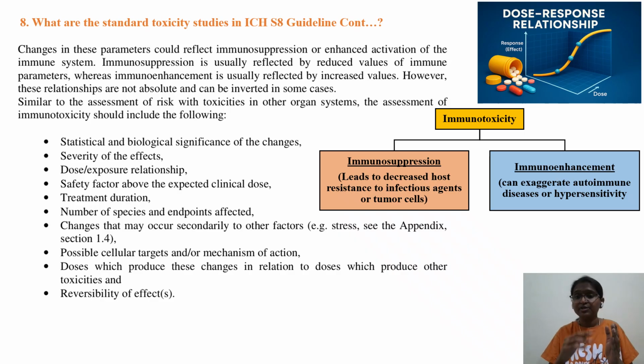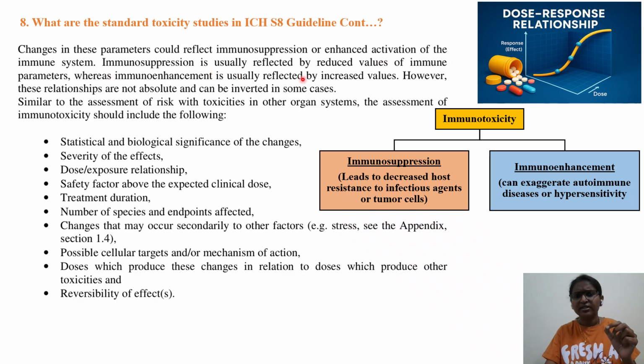In continuation of the standard toxicity studies, what are the things that you have to check? What are the standard toxicity studies in the ICH S8 guideline? Changes in these parameters, as we have seen in the previous slide, could reflect immunosuppression. Throughout this video, in this particular ICH S8 guideline, we are reading two things: the newly developed investigational drug might either cause immunosuppression or cause immunoenhancement, and that it should be unintended. That's why it is an adverse effect. So, immunosuppression or enhanced activation of the immune system.